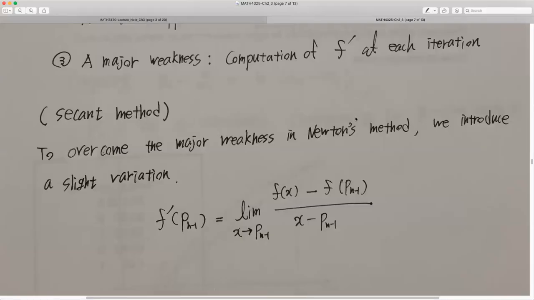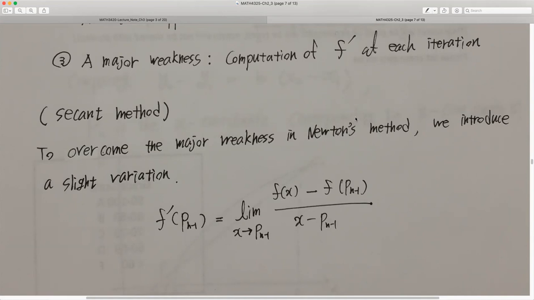In this video, I'm going to continue to go over section 2.3. So last time, just to recap, we learned Newton's method, right? It's really powerful, and the sequence of approximations converges to the exact solution really fast. But the drawback is that we have to figure out the derivative of the function f of x, right?